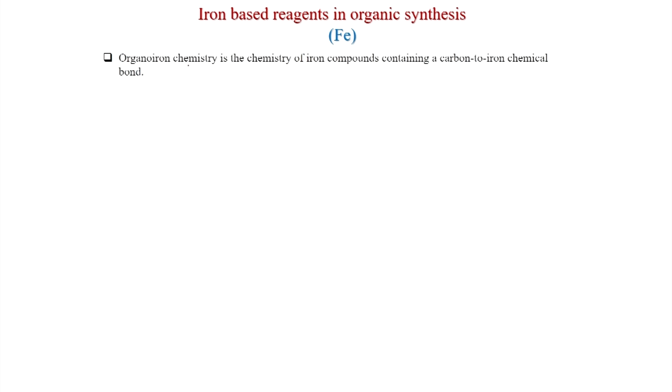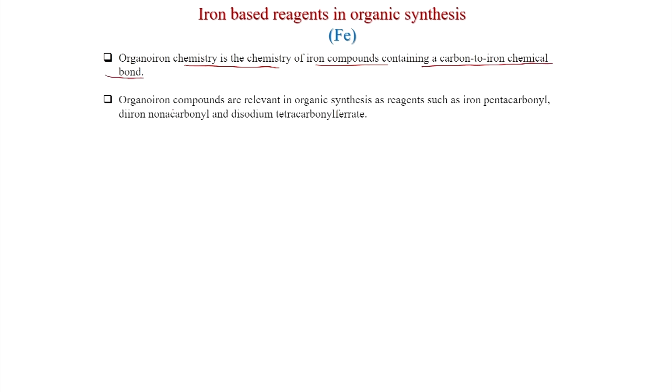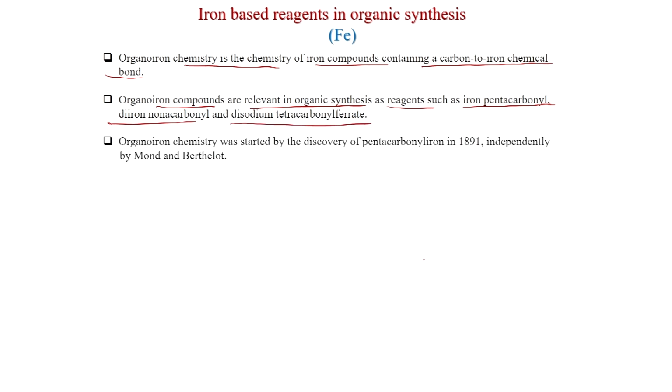So, organoiron chemistry is the chemistry of iron compounds containing a carbon to iron chemical bond. Organoiron compounds are relevant in organic synthesis as reagents such as iron pentacarbonyl, diiron nonacarbonyl and disodium tetracarbonyl ferrate. Organoiron chemistry was started by the discovery of pentacarbonyl iron in 1891. So, in 1891 iron pentacarbonyl was first discovered independently by Mond and Berthelot.